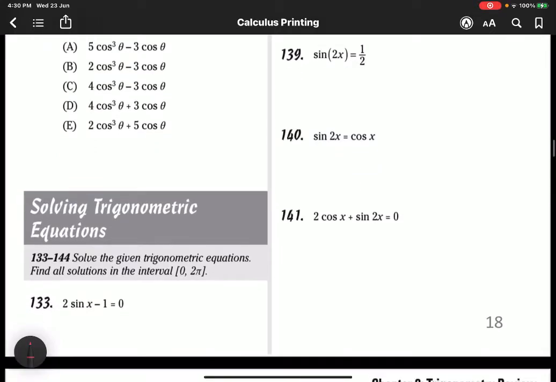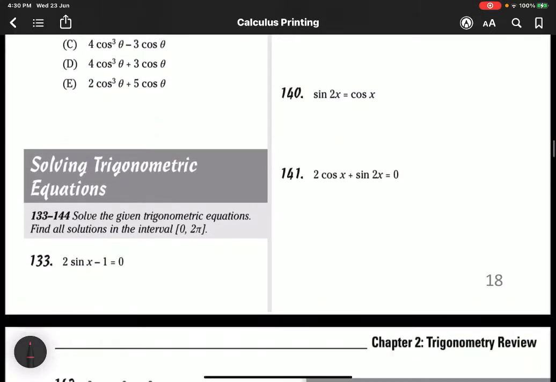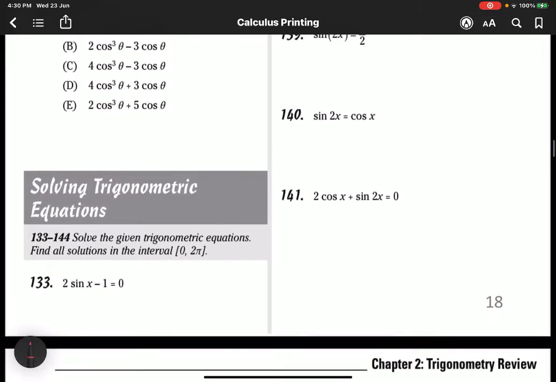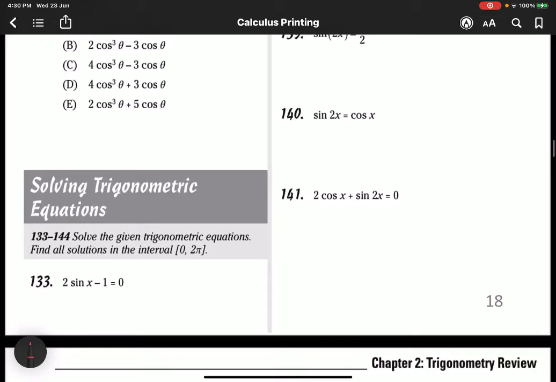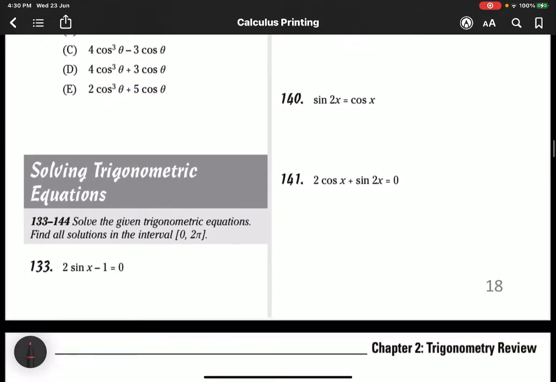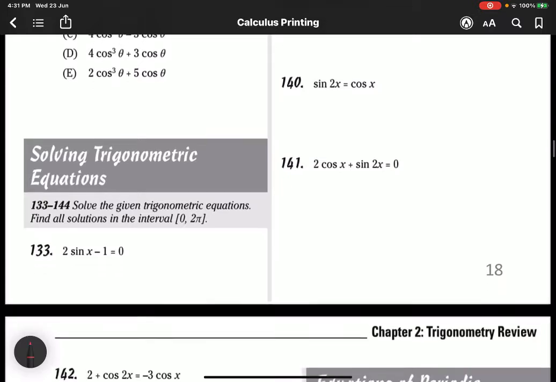Let's go now with solving trigonometric equations. Questions number 133 to 144. Solve the given trigonometric equations. Find all solutions in the interval of 0 and 2 pi.